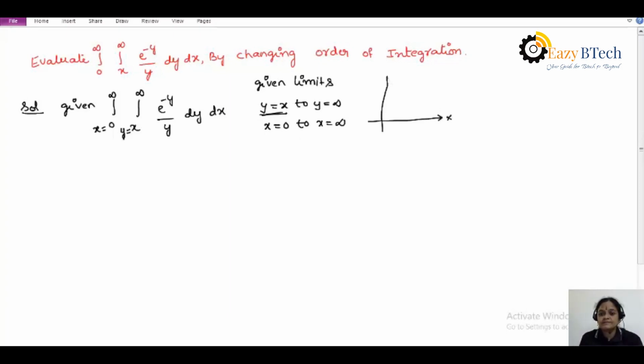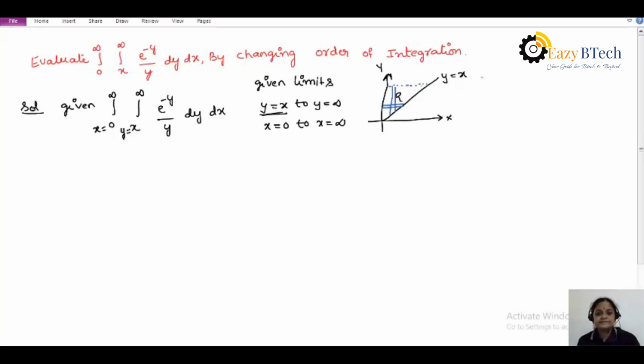Now drawing the diagram using the given limits, and this is the y axis, the straight line which is passing through the origin. So y is equal to x to infinity is given here, and x is equal to 0 to infinity. Now this is the required region. Then to change the order of integration, we need strips which are parallel to the x-axis as well as parallel to the y-axis. Without strips also you may find the limits of this question.